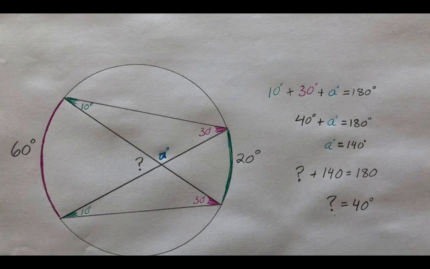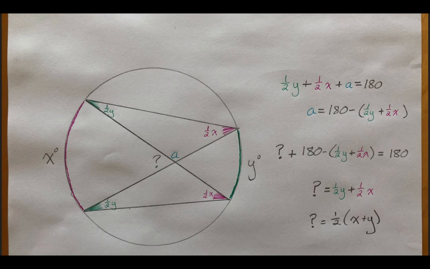If you're interested in knowing about the formula, you can also do this with variables and find out that the way you find that question mark angle is by adding the two arcs and then cutting the answer in half. And I'm going to make a separate video in order to talk through that derivation.